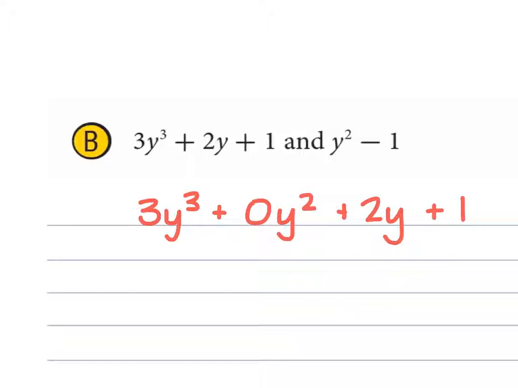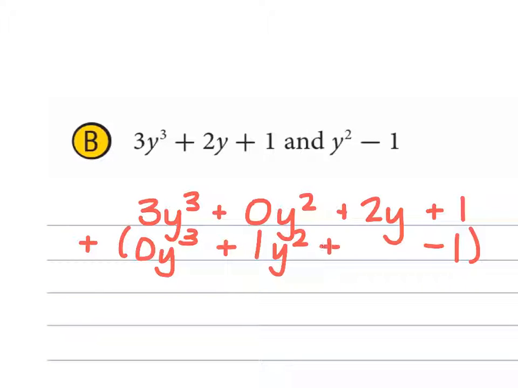So then underneath that, I'm going to do the y squared. It's going to go underneath the 0y squared. So this is just y squared or 1y squared. You could do that too. And then that minus 1 goes underneath the 1. That's your constant. Anything else, you have to fill in where you have a 0 in front of that variable.